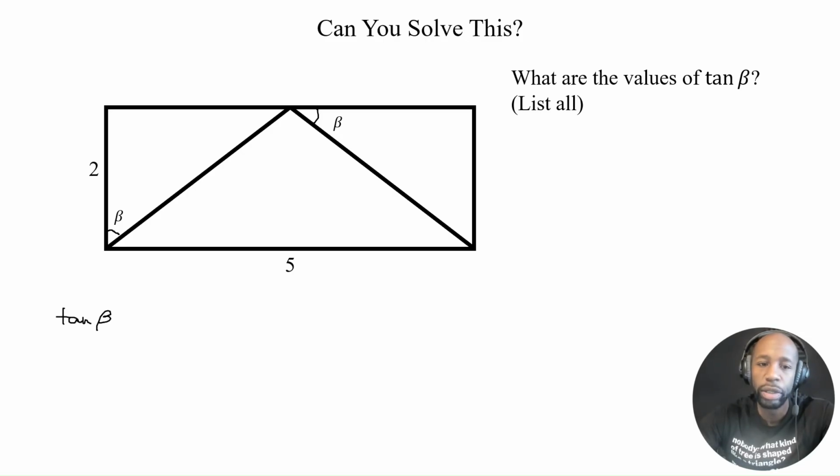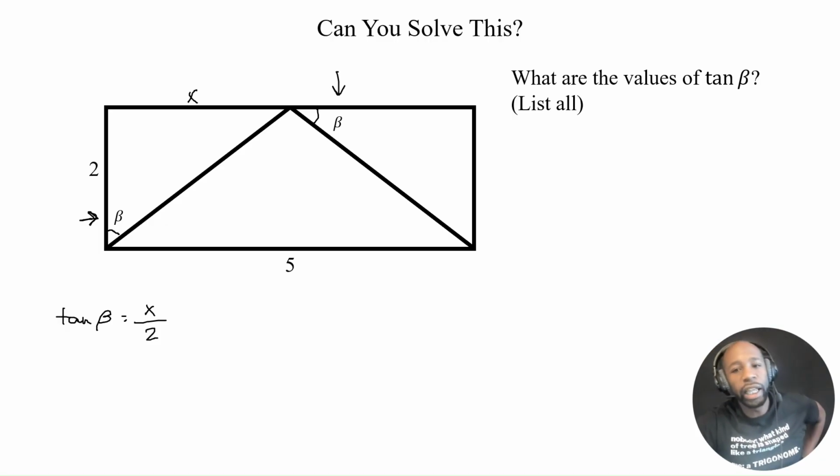of beta, according to, let's look here first. Tangent of beta is opposite over adjacent. So the opposite side, I'm just going to call that x. So it's going to be x over the adjacent side, which is 2. Now, if this is beta and this is beta, then tangent beta for each should be equal to the same thing. So what's tangent beta as it pertains to the other beta up here?